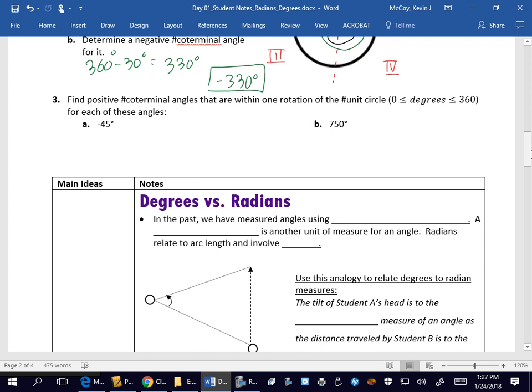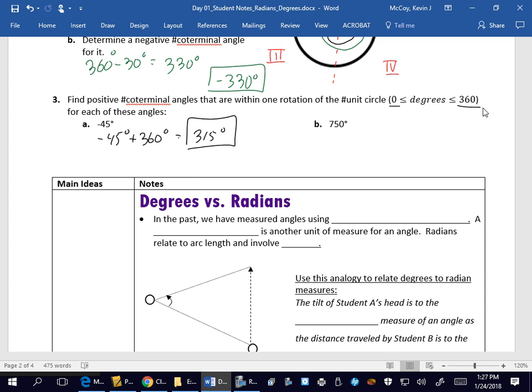So in this case, I'm just going to take negative 45 degrees, and I'm going to add 360 degrees. And that's going to give me, what is that, 315? And 315 is in between 0 and 360, so we're good.